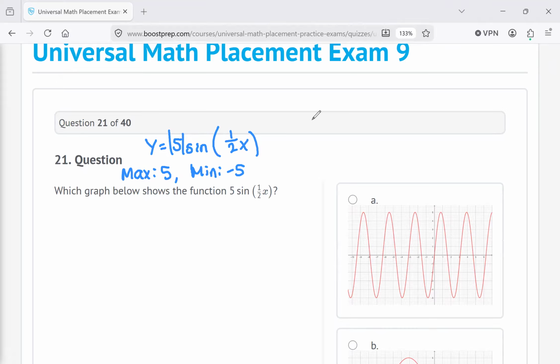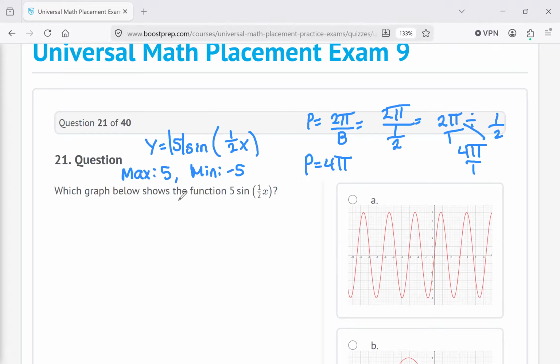What else do we know? We know that the period is 2 pi over b, and my b value is the number in front of the x, which is 1/2. It's a complex fraction, so it's 2 pi divided by 1/2, and if you cross multiply, this is 4 pi. So your period is 4 pi. You need a max of 5, a minimum of -5, in a period of 4 pi.